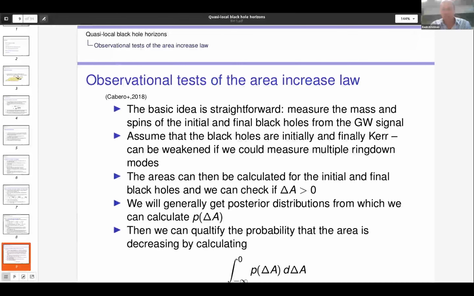Okay. And then from all of these results, you can check that the change of the area, delta A, is positive. But what you actually get in practice are not point values, but distributions of all of these quantities. So therefore, you get a distribution of this change in the area. And then you can calculate the integral of this distribution over negative values. That is then the probability that the area increase law is violated, right? And you can use this to quantify how significant your test is.